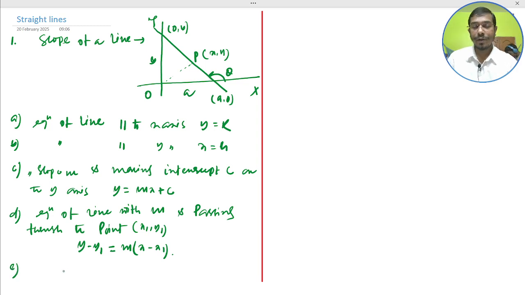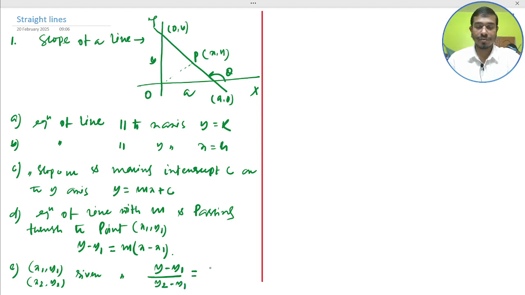Next, when two points (x1, y1) and (x2, y2) are given, then the equation of the line would be y minus y1 divided by y2 minus y1 equal to x minus x1 divided by x2 minus x1.